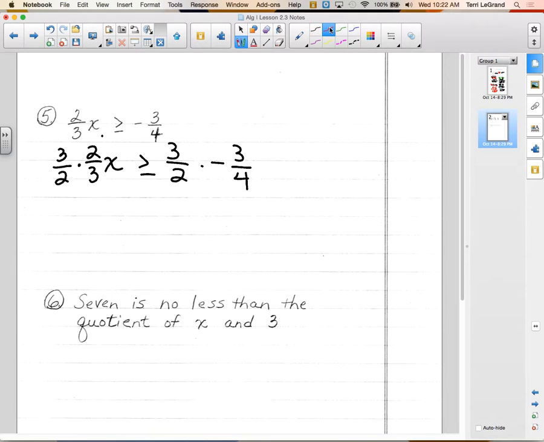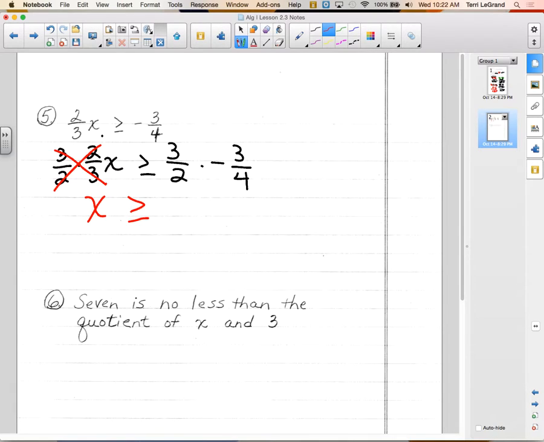Okay. On this side, the 3's cancel, the 2's cancel, we have x. Do we reverse the symbol? No. Why not? Because we didn't multiply or divide by a negative. We multiplied by a positive, didn't we? 3 halves was positive, so we don't need to switch our symbol.